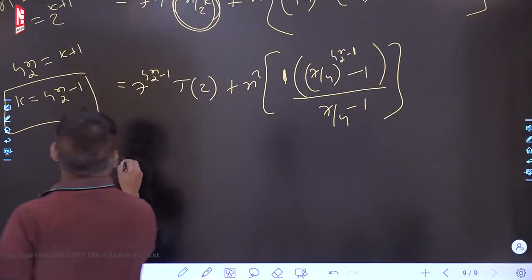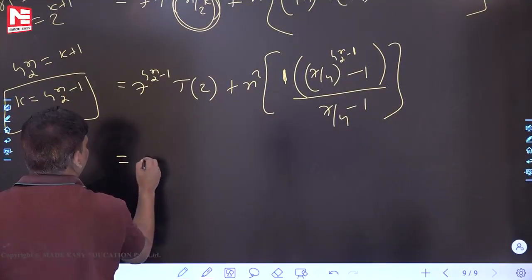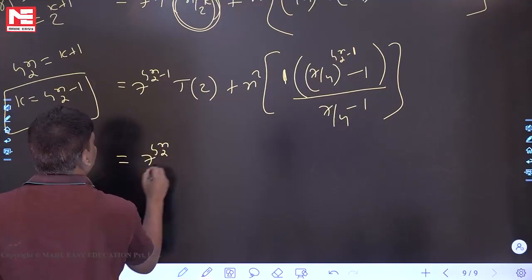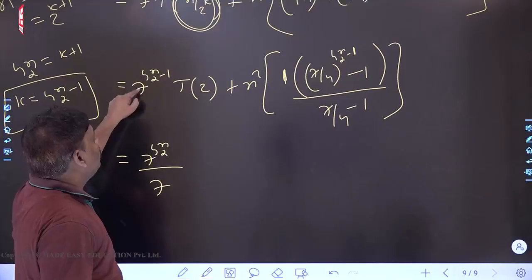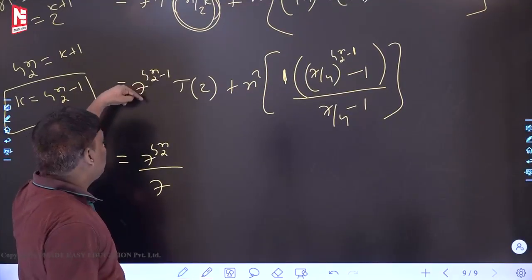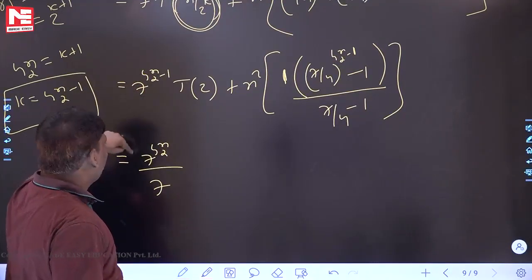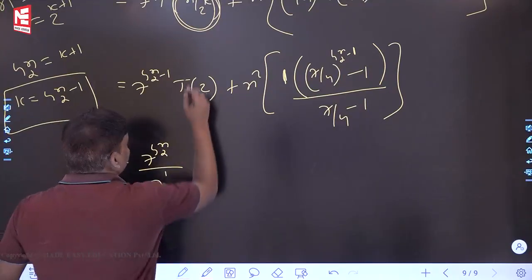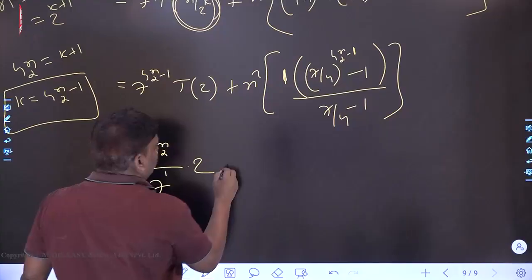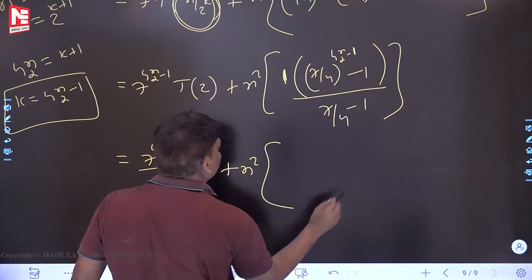From now onward it is simplification only. See this one: 7 power log n base 2 by 7. Everyone knows a power: x power a minus b is nothing but x power a by x power b. Same way, 7 power log n by 7 power 1. What is the T of 2? Some constant is there, plus n square into the same term. Solve this, simplify this one.